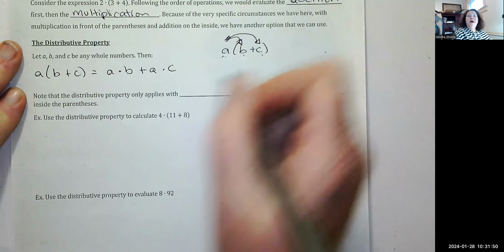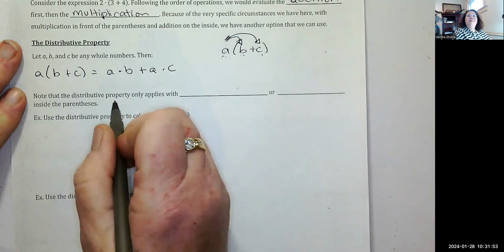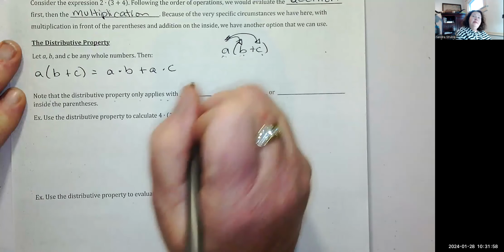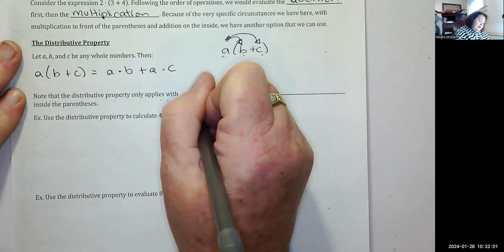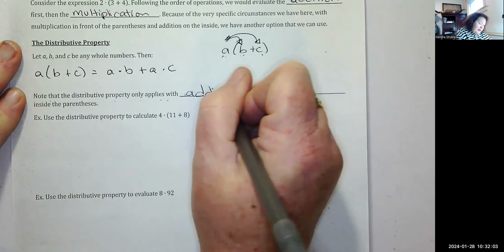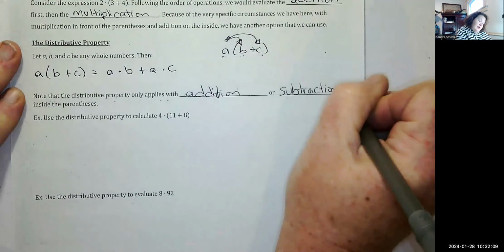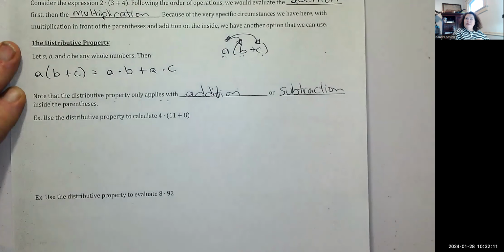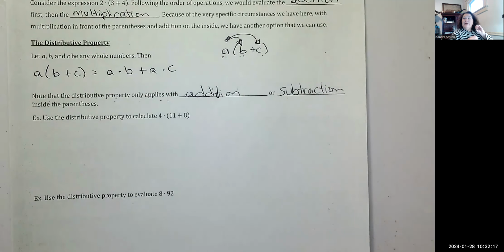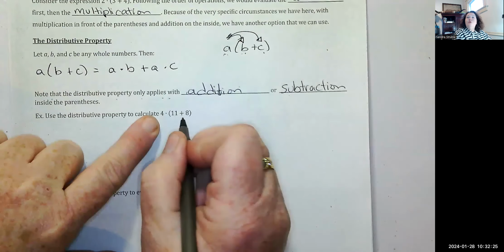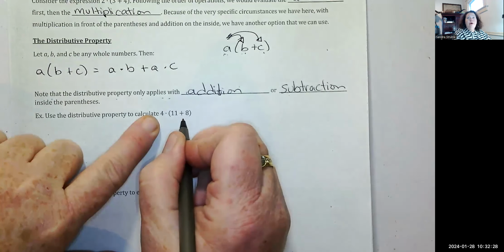So as an example, we'll do some down here. Note that the distributive property only applies with addition or subtraction that are inside the parentheses. If you have multiplication or division inside that parenthesis, this is not going to work for you. It's only going to work if you have a number outside the parenthesis, the A, in this case 4, and then you have either addition or subtraction inside the parenthesis. That's the only way it's going to happen.